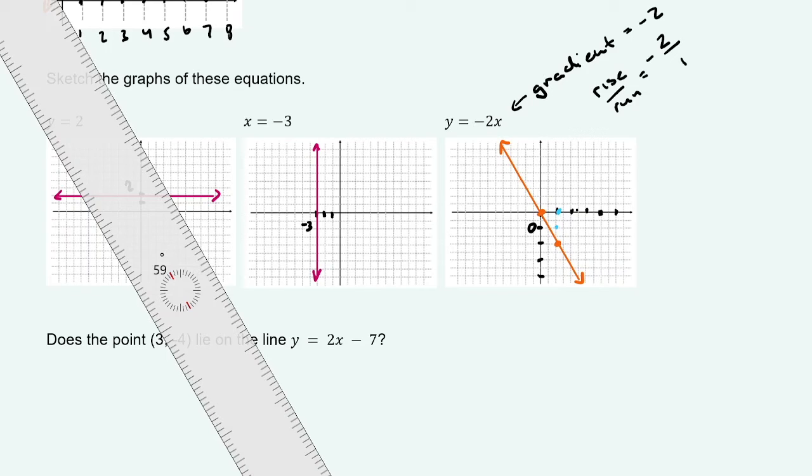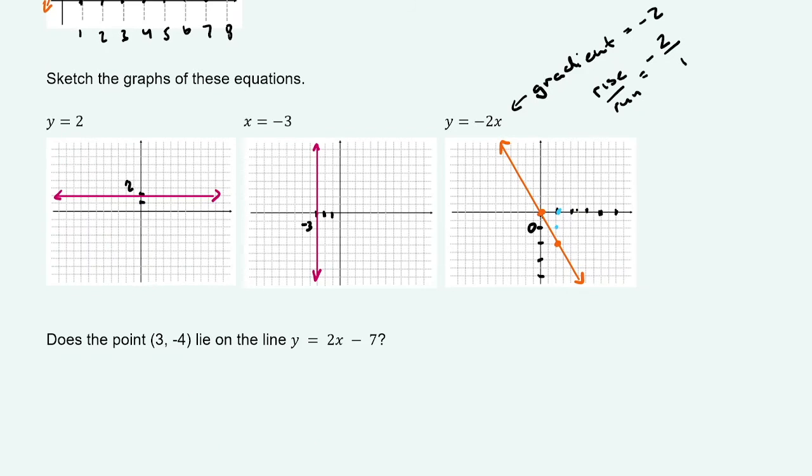There's those 3 examples right there. We have our horizontal line. Here we have our vertical line right next to it. And then we have our line through the origin.